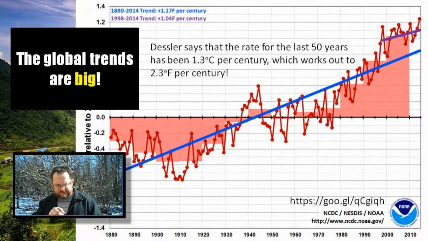These global climate trends that we're seeing here, they're pretty big. If you look there at the top of the figure, the trend from 1880 to 2014 had a trend of 1.17 degrees Fahrenheit per century, and just the last, from 1998 to 2014, we had a trend of 1.04 degrees Fahrenheit per century. Your textbook gives out another number. It says that for the last 50 years, the number is 1.3 degrees Celsius per century, which works out to 2.3 degrees Fahrenheit per century. Holy smokes. These are some pretty big numbers. That is a big climate trend.